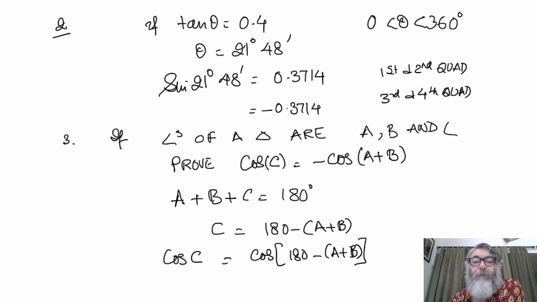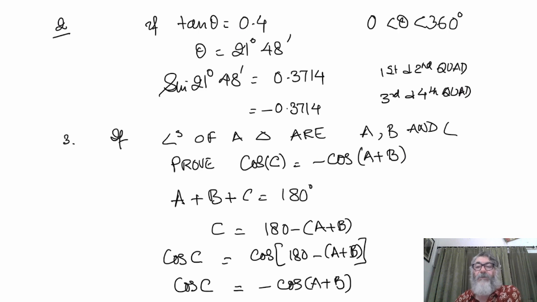Now cos (180 minus (A plus B)) will come into the second quadrant, because we are subtracting from 180, so we have to come into the second quadrant. In the second quadrant cos is negative. Only sine and cosec are positive. So it will become minus cos (A plus B). Cos C will become minus cos (A plus B), which was required to be proved. This was the only thing which we had to prove.